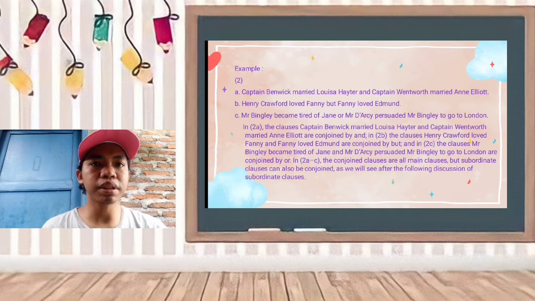In A, the clauses Captain Benwick married Louisa Hayter and Captain Wentworth married Anne Elliot are conjoined by and. In B, the clauses Henry Crawford loved Fanny and Fanny loved Edmund are conjoined by but. And in C, the clauses Mr. Bingley became tired of Jane and Mr. Darcy persuaded Mr. Bingley to go to London are conjoined by or. In A to C, the conjoined clauses are all main clauses, but subordinate clauses can be conjoined, as we will see after the following discussion of subordinate clauses.